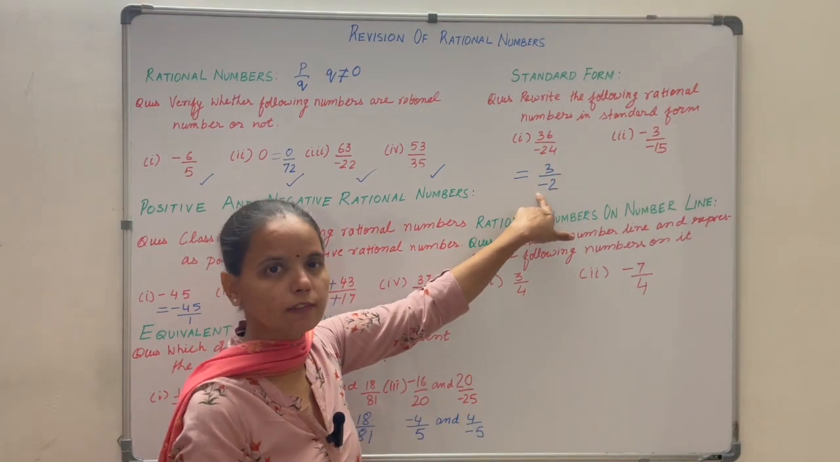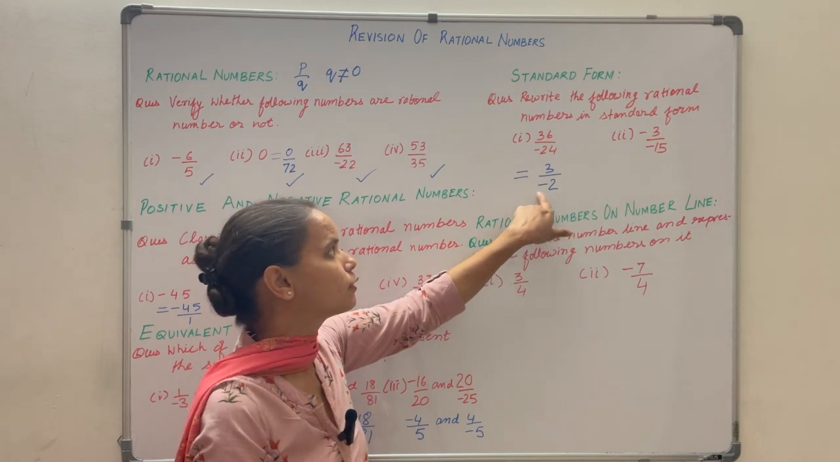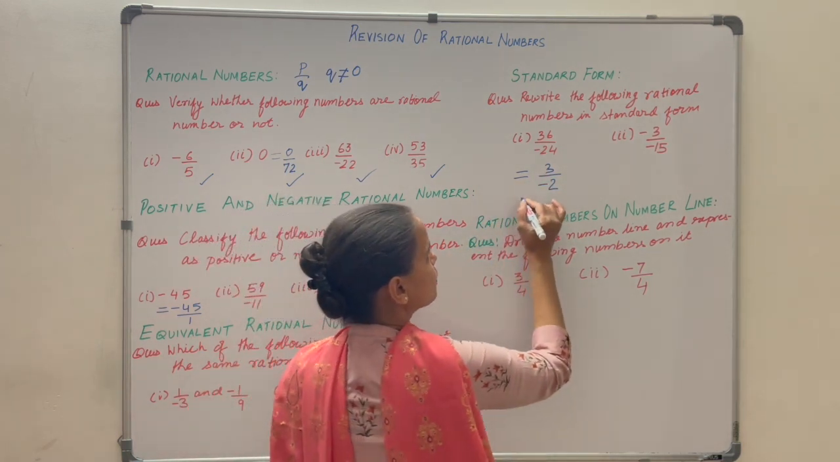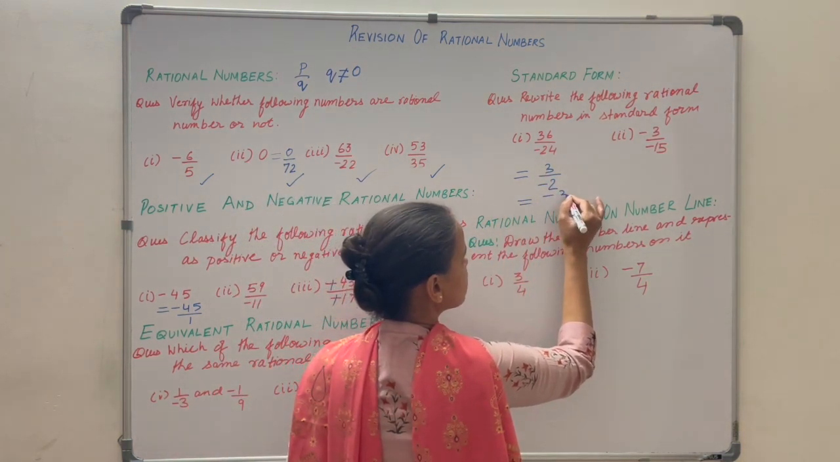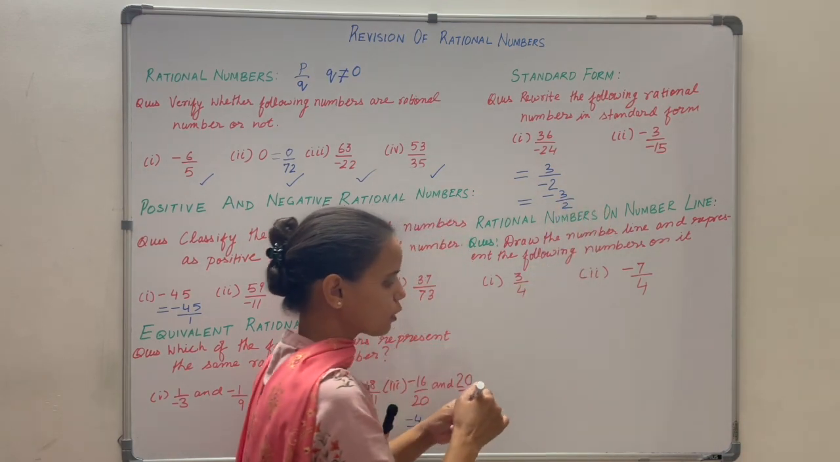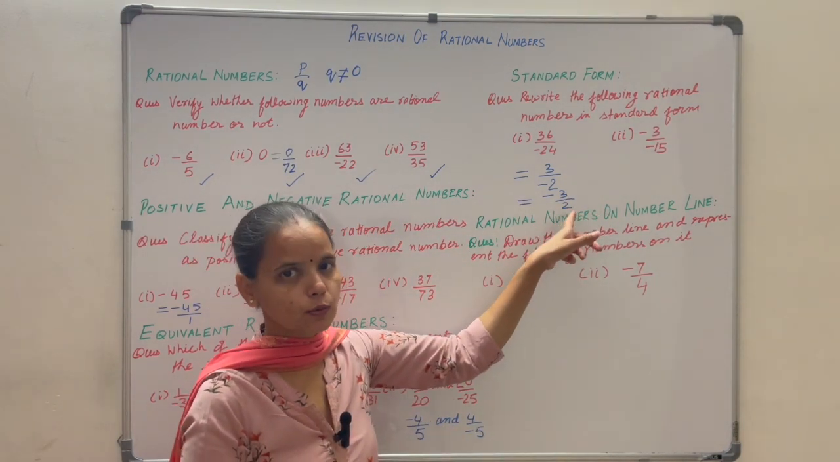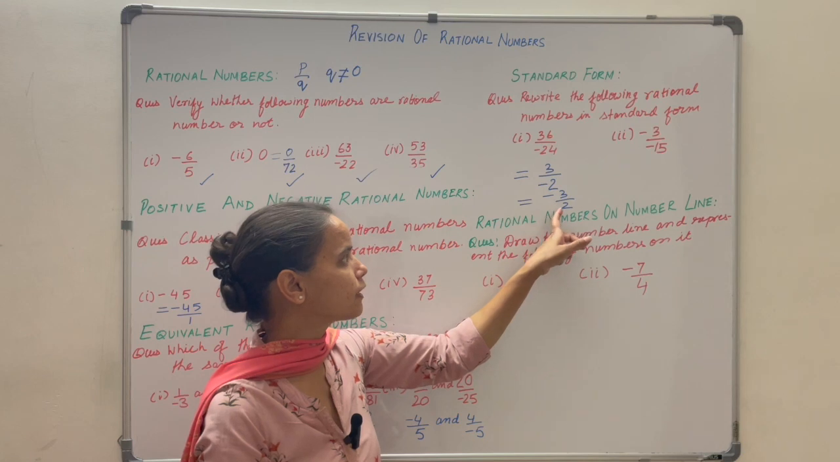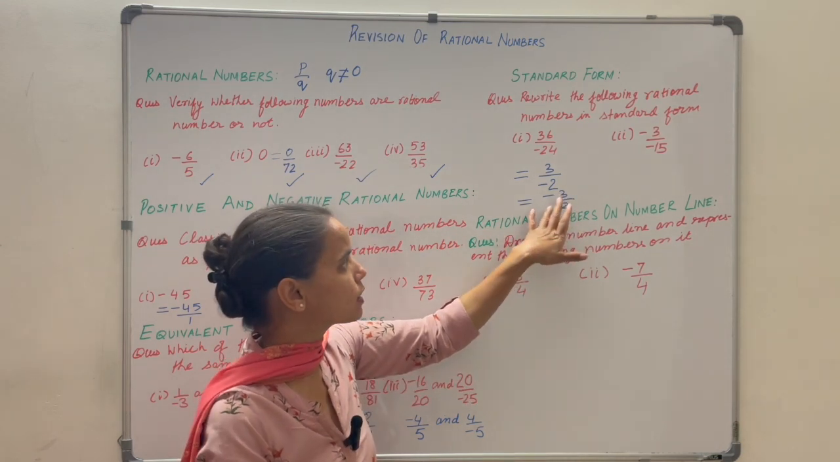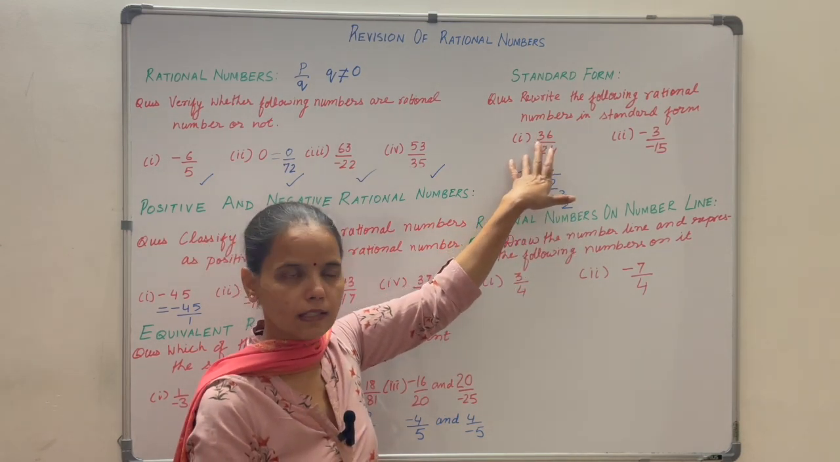Now here the negative sign is in the denominator. So it has to come in the numerator. So the standard form is minus 3 by 2. So highest common factor of 3 and 2 is 1 and the negative sign is in the numerator. So this is the standard form for this number.